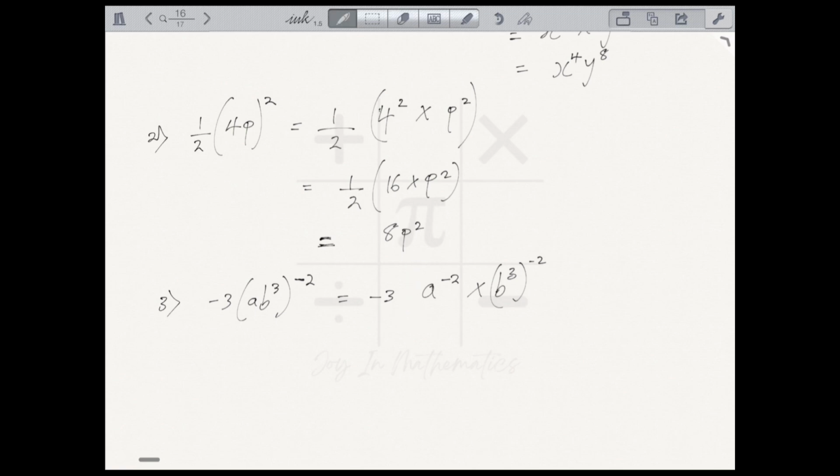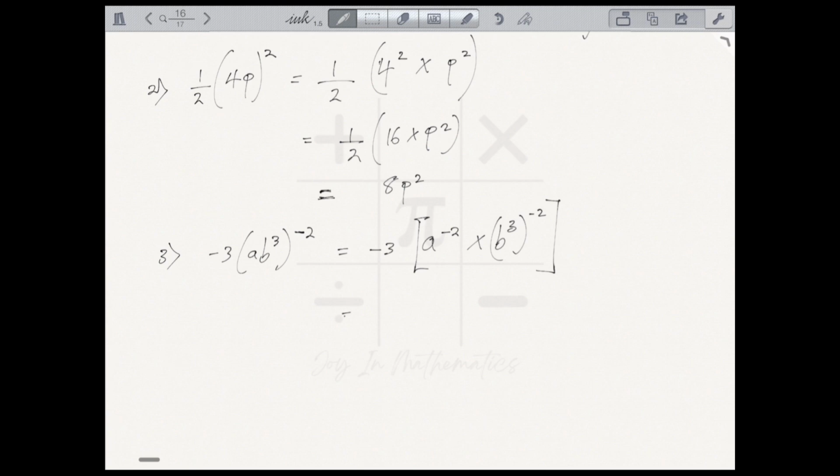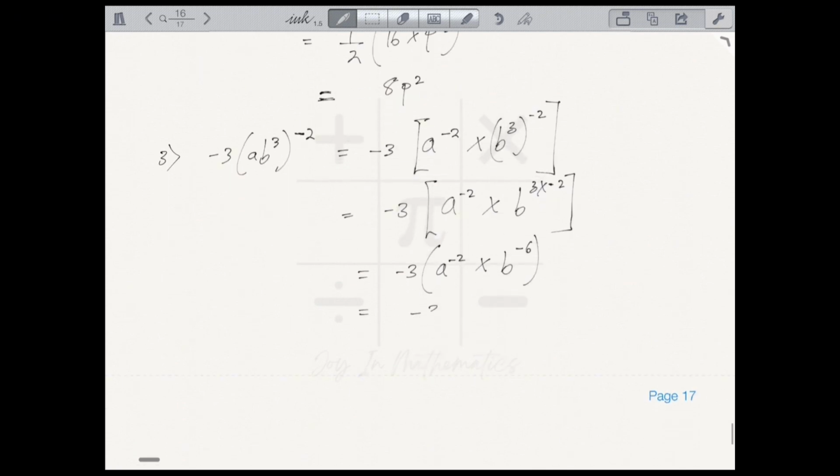Now in this case, let's apply our square brackets. Now we have minus 3 into a^-2. We'll apply product law to this, and we'll have b raised to the power 3 multiplied by minus 2. Therefore, we'll have minus 3 a^-2 multiplied by b^-6. And in effect, we can bring them all together and say it is minus 3 a^-2 b^-6.